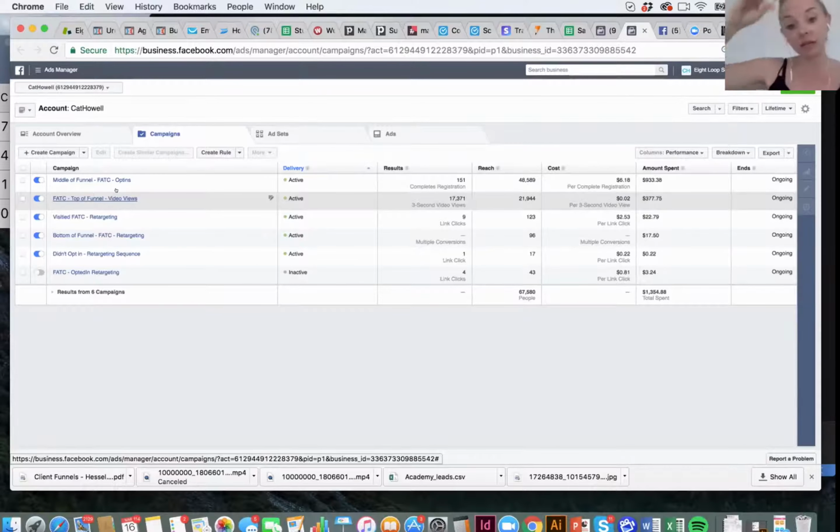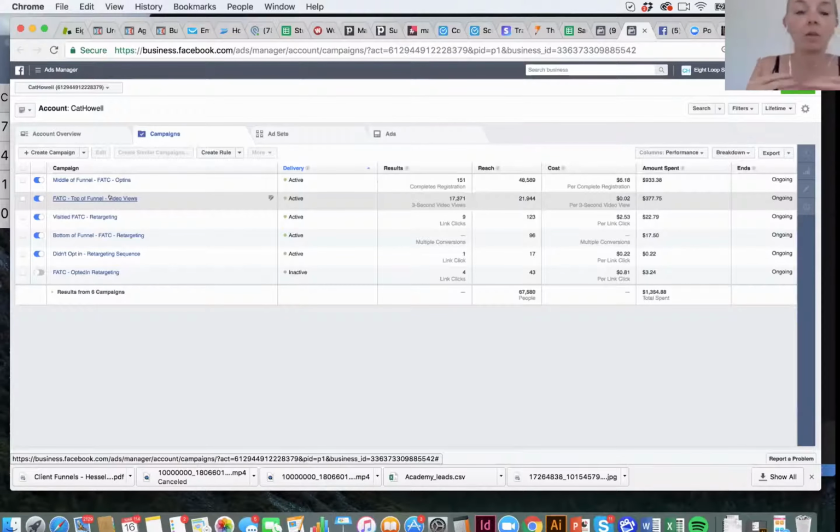And we have our key KPIs. So these are the metrics you guys as a team need to adhere to. Top of funnel, we're aiming for a 0.2 cent video view. And we want to have a really nice curve of engagement on our video.